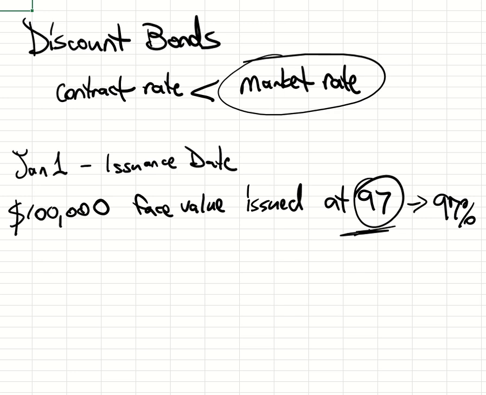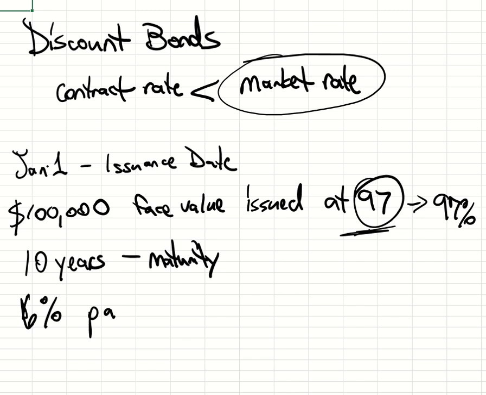Okay. Now, we're going to say that the bond reached maturity in 10 years. So this is the maturity here. And we're going to say that 6% is paid semi-annually.